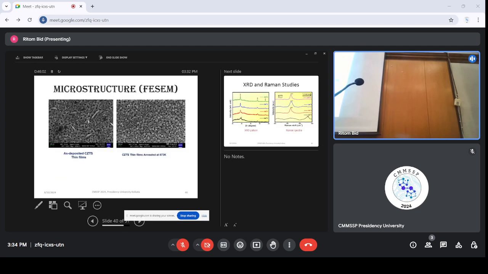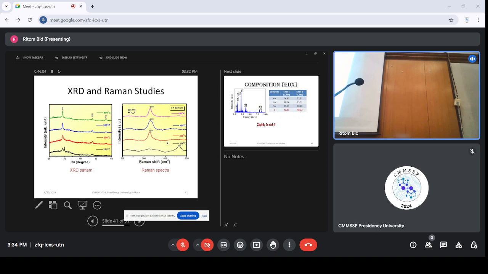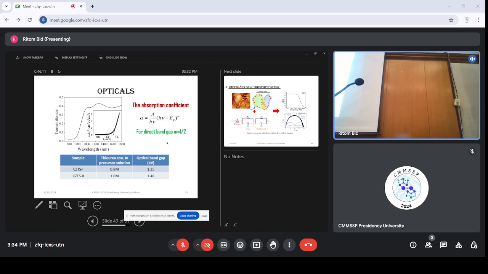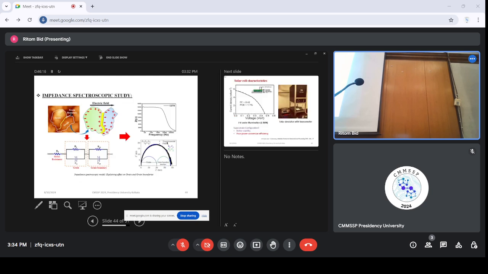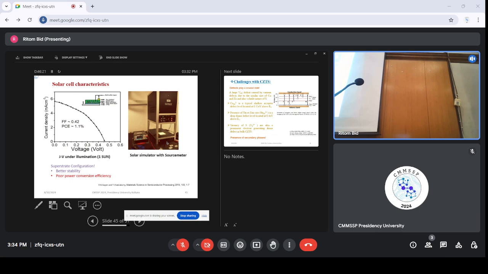This is the scanning electron microscope result. X-ray diffraction and Raman studies confirm the formation of the crystal structure of the films we deposited. This is the composition, the optical absorption, the band gap shows 1.345, and this is the impedance spectroscopy study. From the solar cell characteristics that we got, we can find that the power conversion efficiency is very low. But if you compare with other superstrate cell structures, this is comparable, and the fill factor is very low. That is the point.